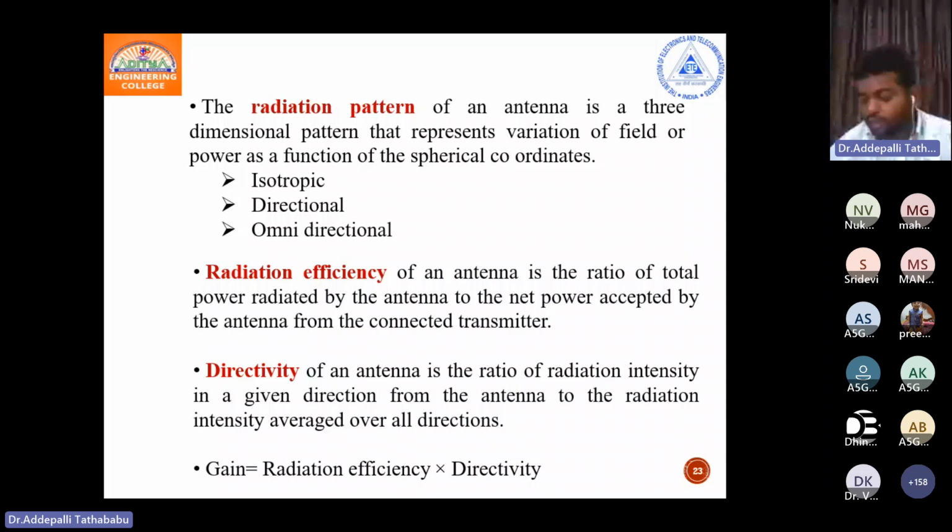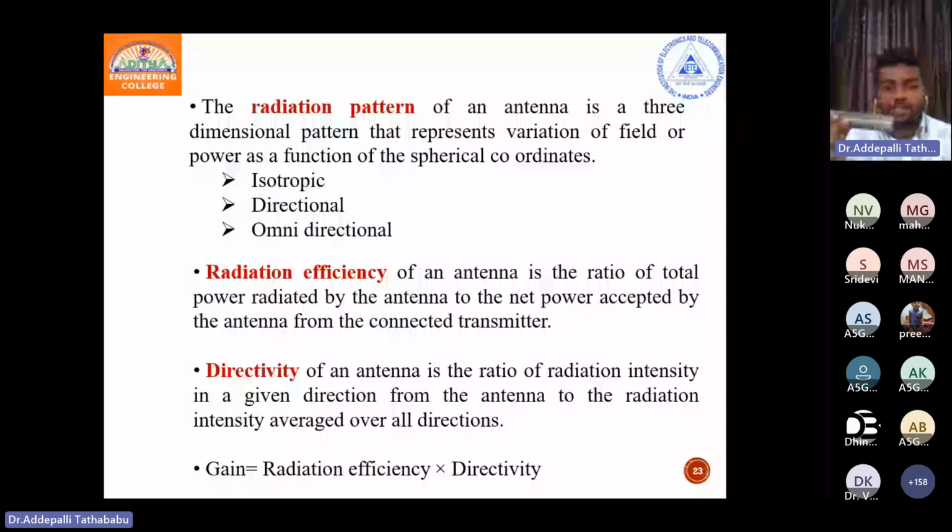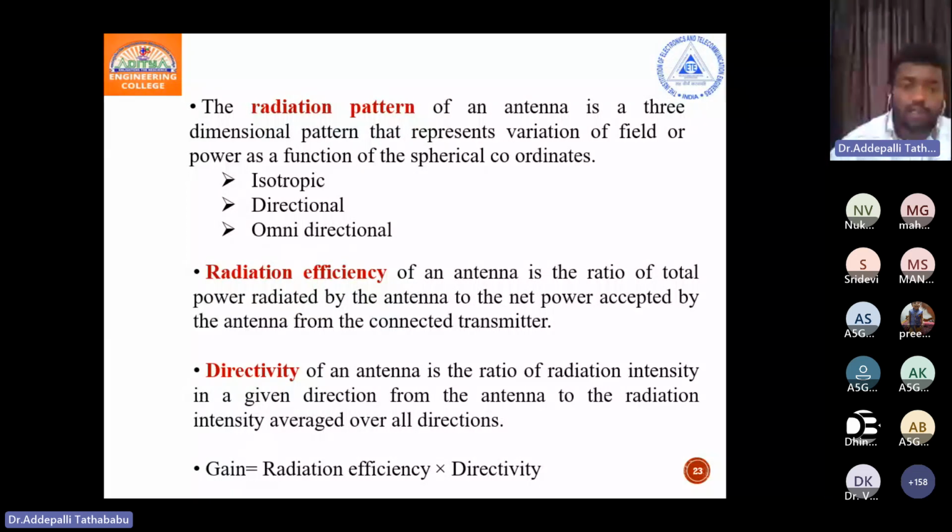Suppose this is a horn antenna, radiating in this direction. Suppose I place a reflector here, just like a parabolic reflector. Then it reflects from this conducting plate, giving maximum radiation in this direction. This is called a directional pattern. That's why horn antennas and high gain antennas are highly directional antennas. That is the meaning of directional antennas: they produce maximum radiation in particular directions only. Now coming to radiation efficiency and directivity, we already discussed them in the second slide.